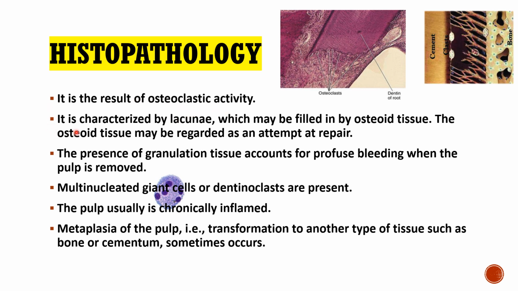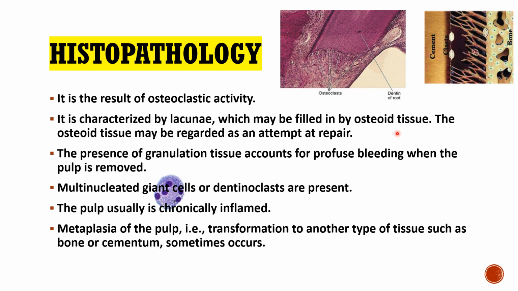The next thing that you'll see histopathologically is that it is characterized by lacunae that may be filled by osteoid tissue. Now what is this osteoid tissue? Osteoid tissue is the portion which is formed prior to the maturation of the bone. Osteoblasts begin the process of bone formation by the secretion of this osteoid tissue. So the first thing that you will see whenever there is formation of bone will be the osteoid tissue. Now this osteoid tissue is regarded as an attempt at repair.